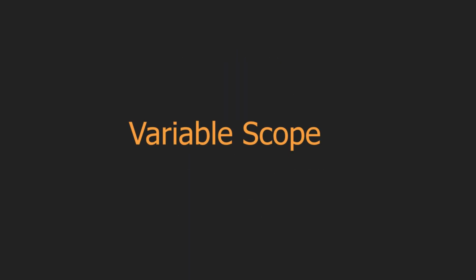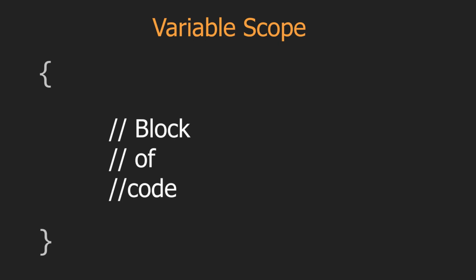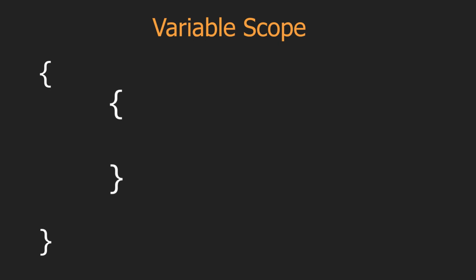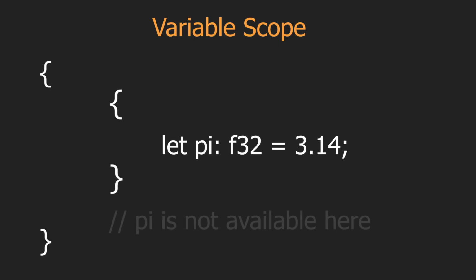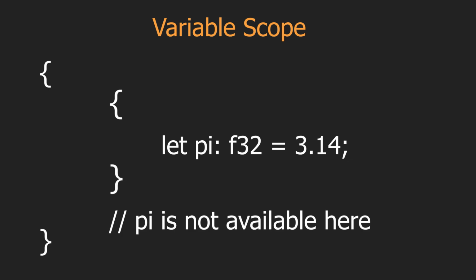Next, let's talk about variable scopes. In Rust, variables only exist within the block enclosed with curly braces in which they are declared. So if you define something inside a smaller block, like a nested function or loop, it's gone once that block ends. This makes memory safer and easier to manage. No dangling variables, since everything is scoped tightly.